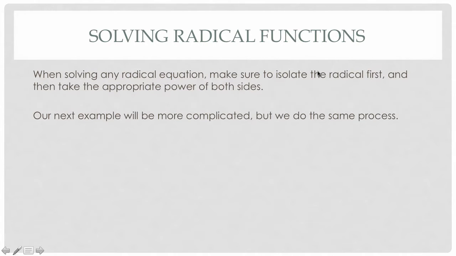Many of you will attempt to square both sides or cube both sides or take the fourth power of both sides, but you'll do it too early or too late. You want to get just the radical on one side and then take the appropriate power. For this next example, it's going to be a little more complicated, but it's again the same process.